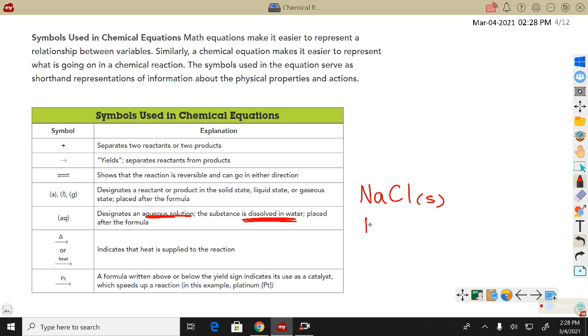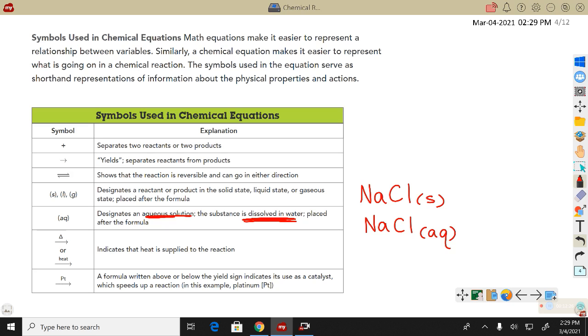If you see NaCl with a little AQ, aqueous, now that means that it's a salt solution, that somebody dissolved the salt in water. Oh, interesting. Now, there's one thing that does kind of come up a little bit, and it's the difference between aqueous and liquid. Where they'll say like, well, what's the difference?